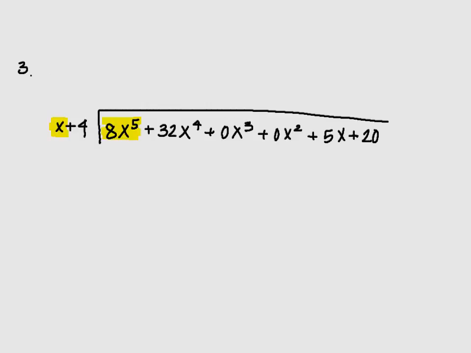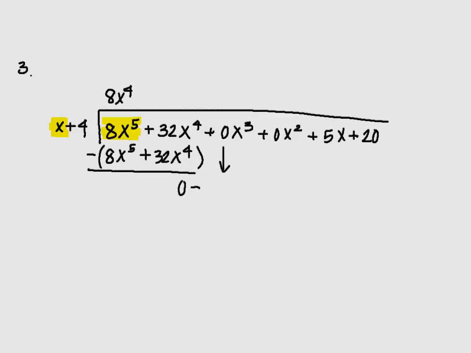We know that 8x to the fourth power times x equals 8x to the fifth, plus 8x to the fourth times 4, which equals positive 32x to the fourth. And again, we're going to be subtracting this. So 8x to the fifth minus 8x to the fifth equals 0. 32x to the fourth minus 32x to the fourth also equals 0.